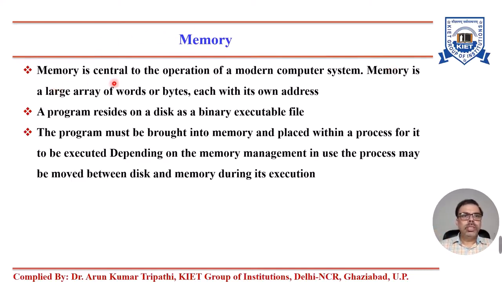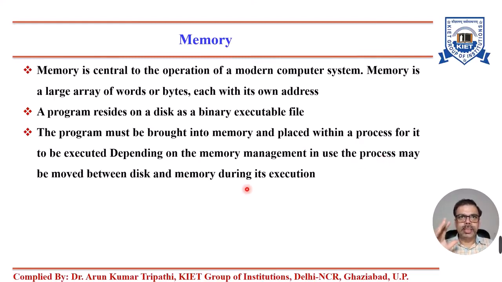Memory is central to the operation of a modern computer system. Memory is a large array of words or bytes, each of which has its own address. The program that resides on the disk is known as the binary executable file. The program must be brought into the memory, that means primary memory or the main memory, or we can say RAM, placed within the processor for execution, depending on the memory management system that is in use by the process.